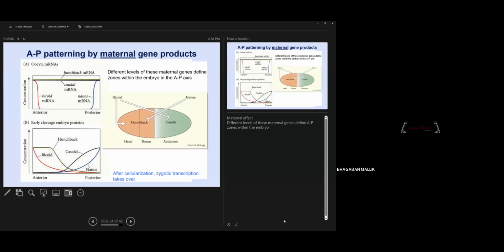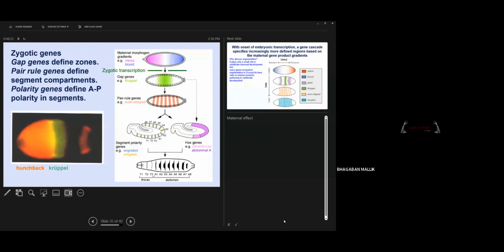So after cellularization, you have transcription, formation of new sets of genes, transcription of new sets of genes. That is called zygotic transcription. Before that, I talked about the maternal things. Okay. So these are summarized here, some of these things in the zygotic stage. So bicoid and nanos, these are maternal genes. Okay. So this is just a highlight.